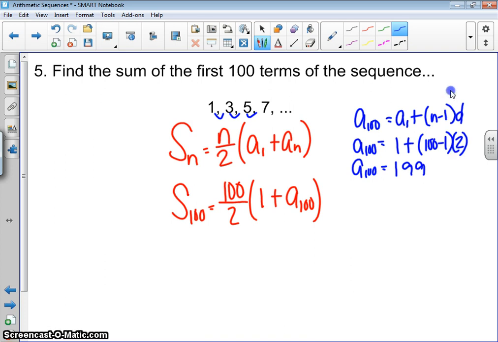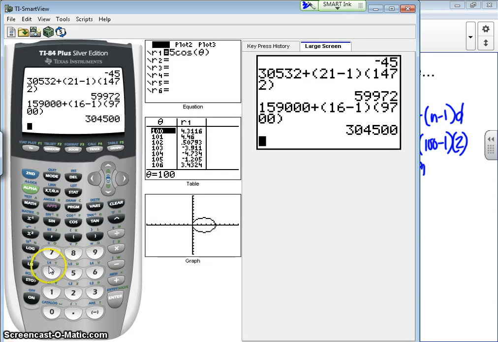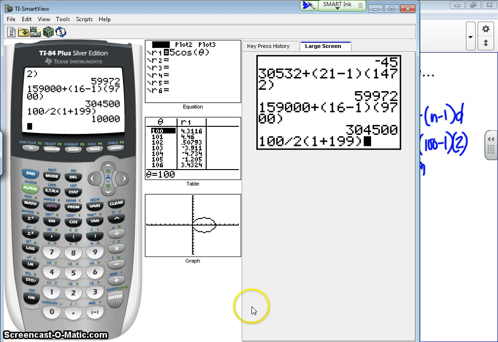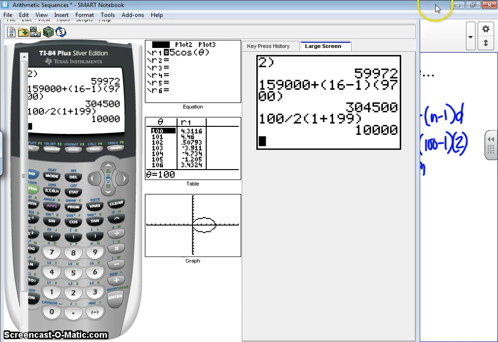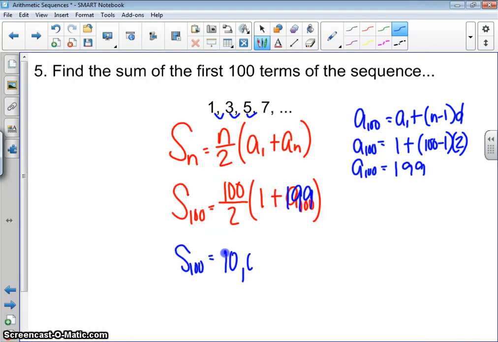199. And so then I'm going to take this 199 and plug it in right here for A100 and just solve that. So then S100 is going to equal 100 divided by 2, which is 50, times 200. I'm just going to go ahead and plug that in. You can plug it in exactly like you've got it. So 100 divided by 2, 1 plus 199, and that's just going to be 10,000. So the sum of the first 100 terms of that sequence is 10,000.